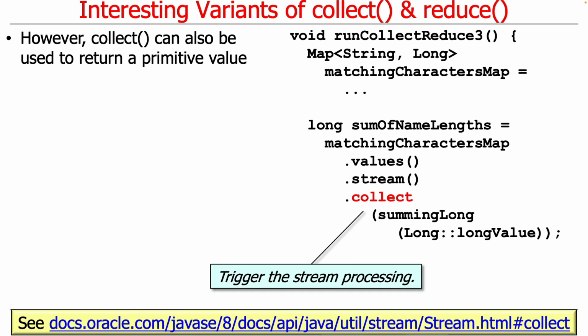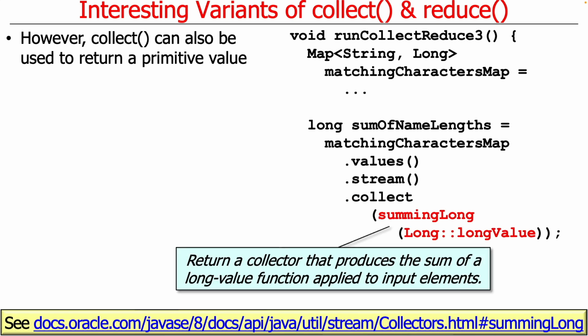This also, of course, triggers the stream processing, just like reduce does. Reduce also triggers the intermediate processing. And that summingLong is a collector that produces the sum of a long value function that's applied to the input elements.